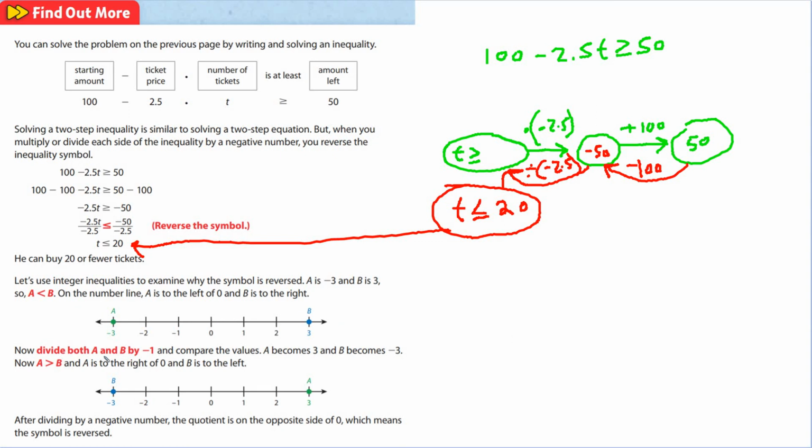Now divide both A and B by negative 1. Think about that and compare the values. A becomes 3, right? Negative 3 divided by negative 1 becomes 3. And B becomes negative 3. 3 divided by negative 1 is negative 3. Now A is greater than B. And A is to the right of 0 and B is to the left. If you're confused, try these out again. After dividing by a negative number, the quotient, the answer to a division, is on the opposite side of 0, which means the symbol is reversed. Hopefully this helps.